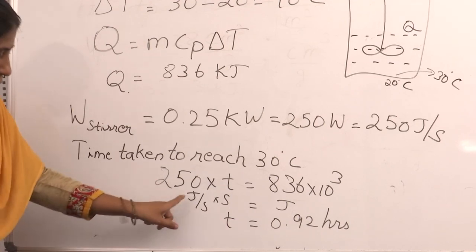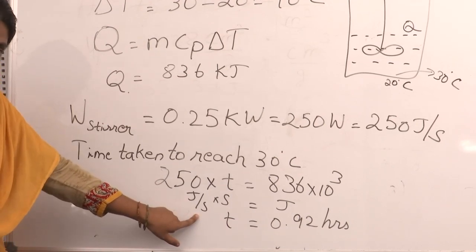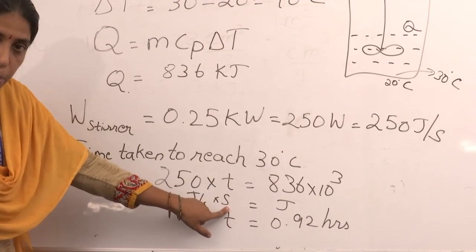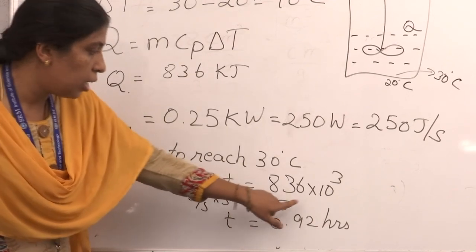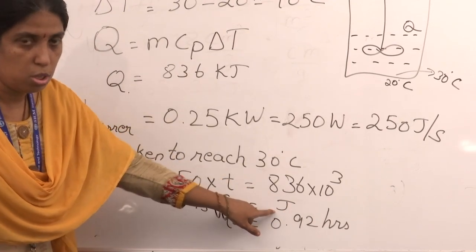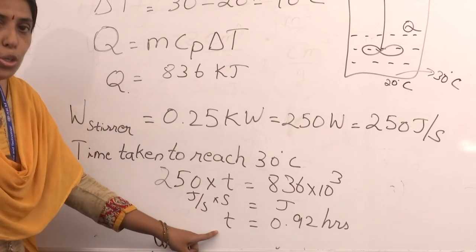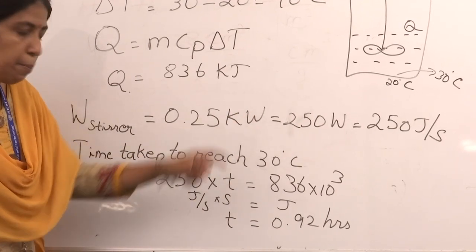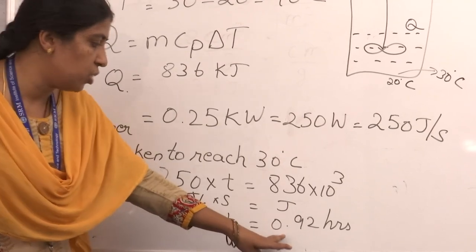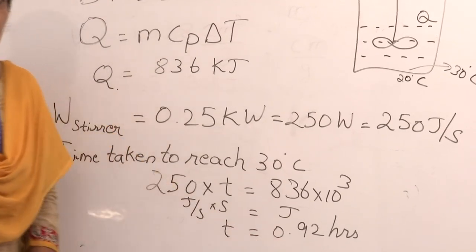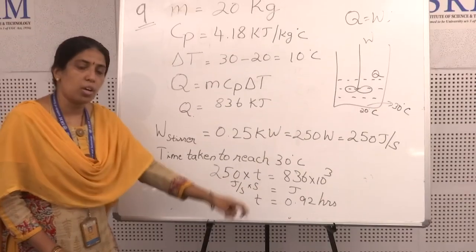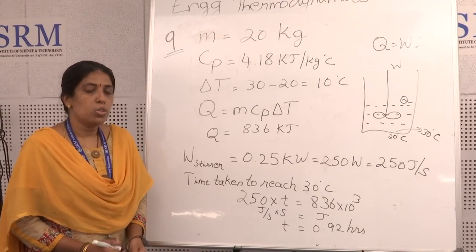Again, you can see here this is joules per second, which is watts. Time units will be in seconds if you find out, and here you have Q units as joules. So we are equating Q equal to W and finding the time required to reach a particular temperature of 30 degrees Celsius, which will have a final answer of 0.92 hours. So second, you need to convert that into hours. So thank you.